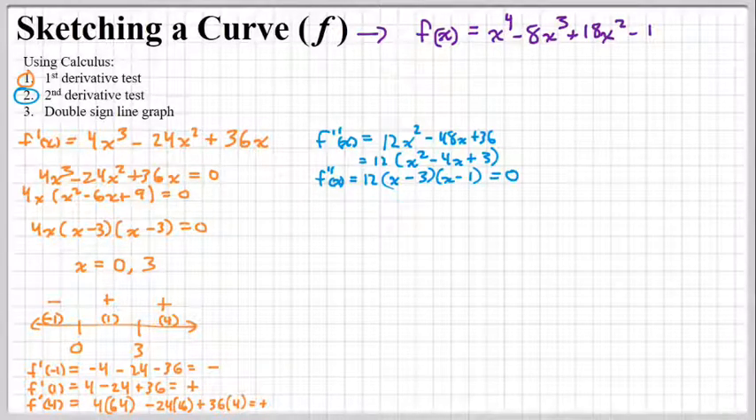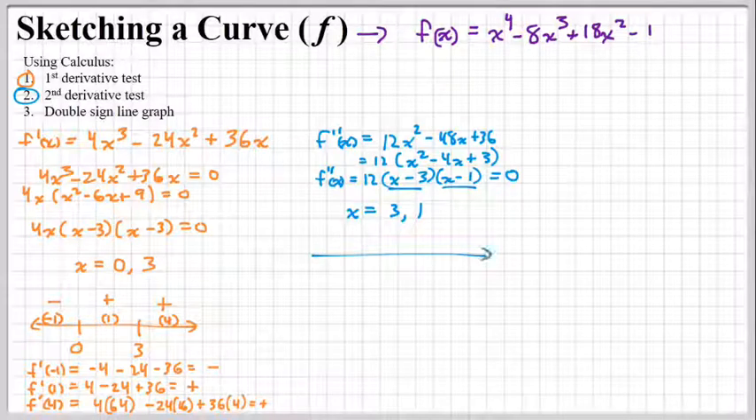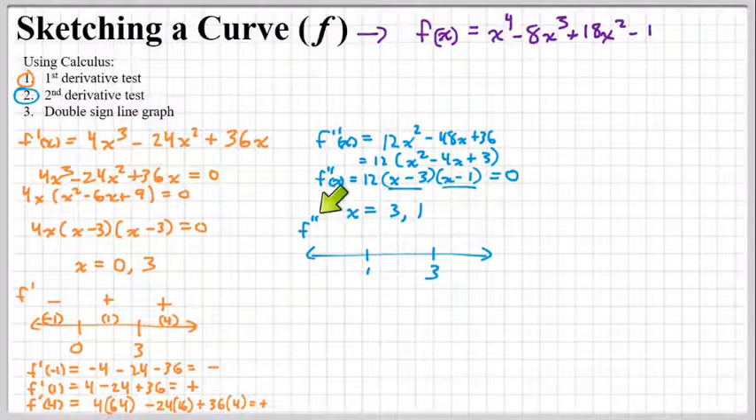So I'm going to find where it equals 0 by setting each of these factors equal to 0, and I get 3 and 1. And so when I do my sign line graph for f double prime, I'm going to put a 1 right here and a 3 right here. And I forgot to do that for my other one. I like to write on the side what I'm doing it for. That way I know where I'm going to plug the numbers in to test to see if we get positive or negative there.